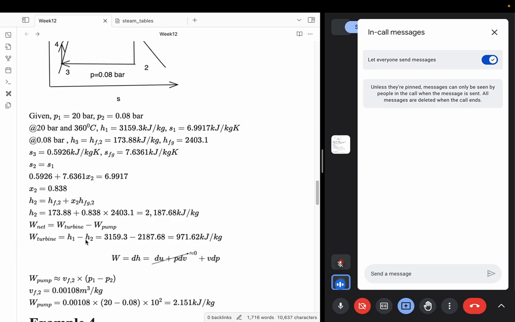So for the turbine, this is straightforward. Now for the pump, how do I do that? For the pump, work is essentially dH, which is dU plus PdV plus VdP.